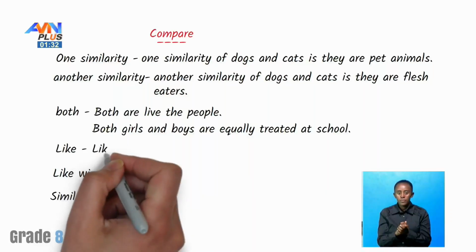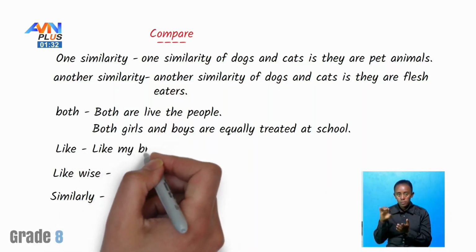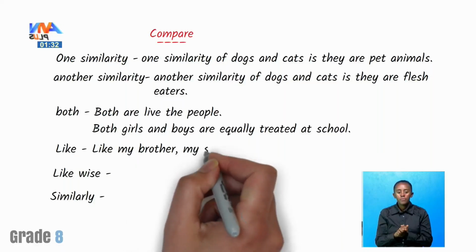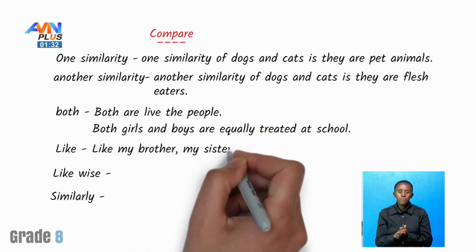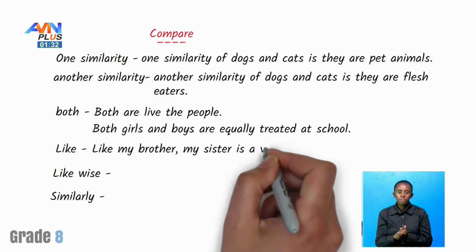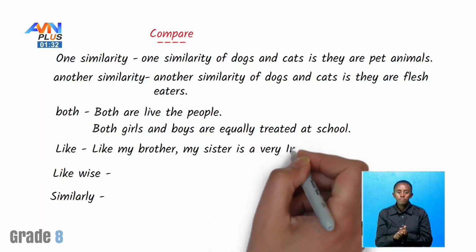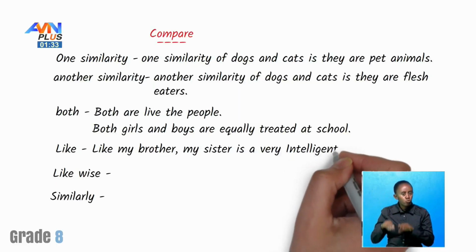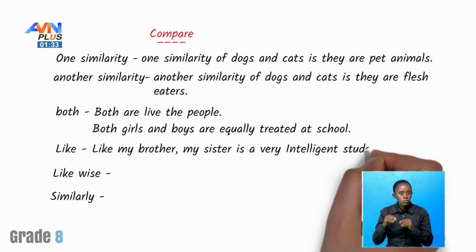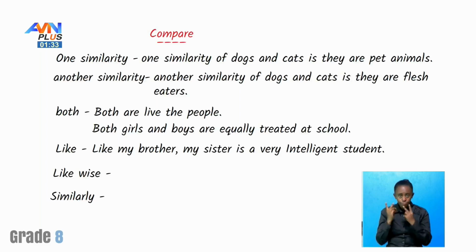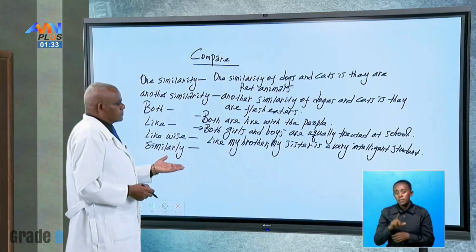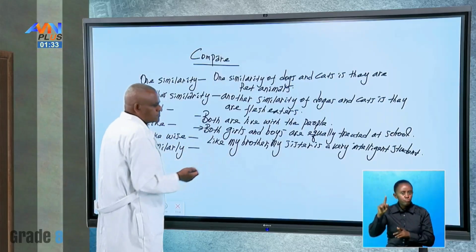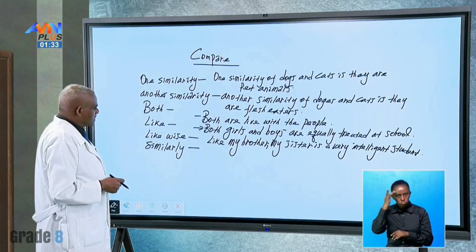Like, right? My brother, my sister is a very intelligent student. Look, their similarity. Like my brother, my sister is a very intelligent student. This means that they are both intelligent. Okay.